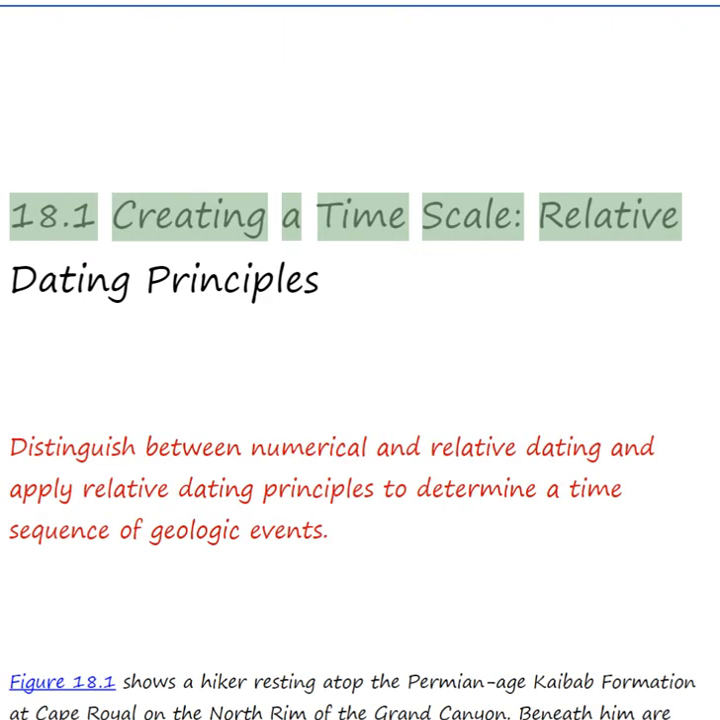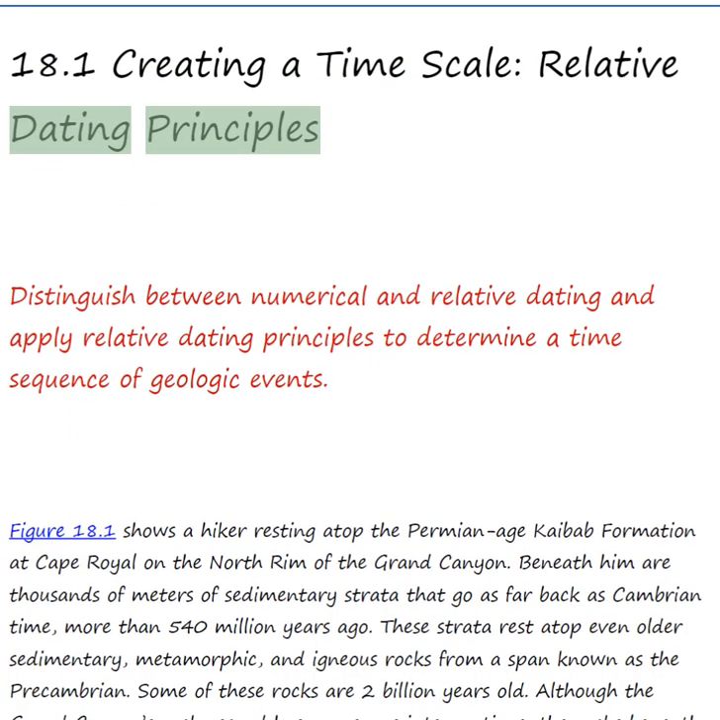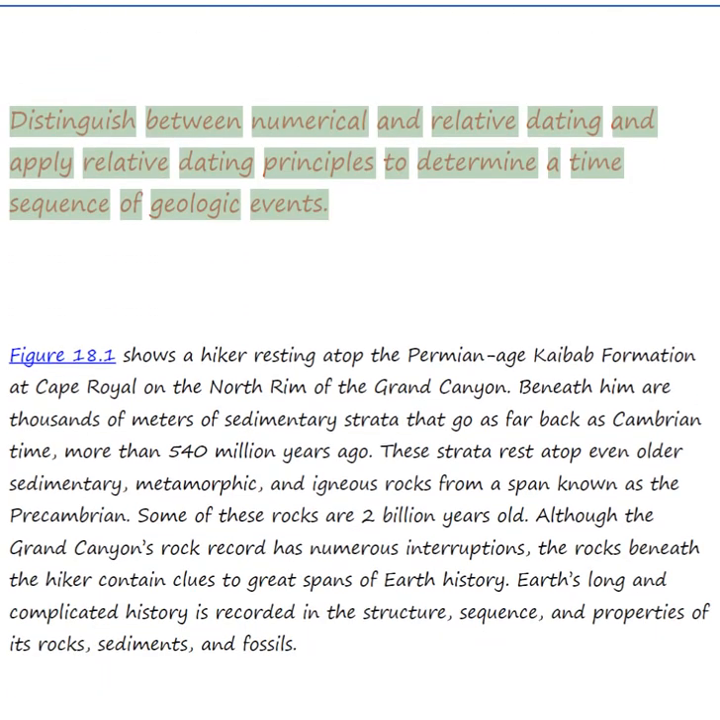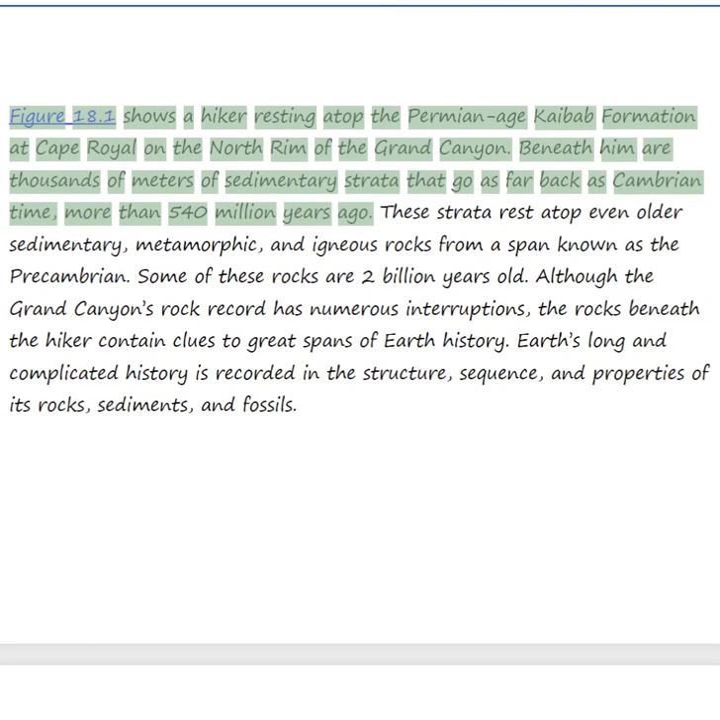18.1 Creating a time scale, relative dating principles. Distinguish between numerical and relative dating and apply relative dating principles to determine a time sequence of geologic events. Figure 18.1 shows a hiker resting atop the Permian Age Kaibab Formation at Cape Royal on the north rim of the Grand Canyon. Beneath him are thousands of meters of sedimentary strata that go as far back as Cambrian time, more than 540 million years ago.